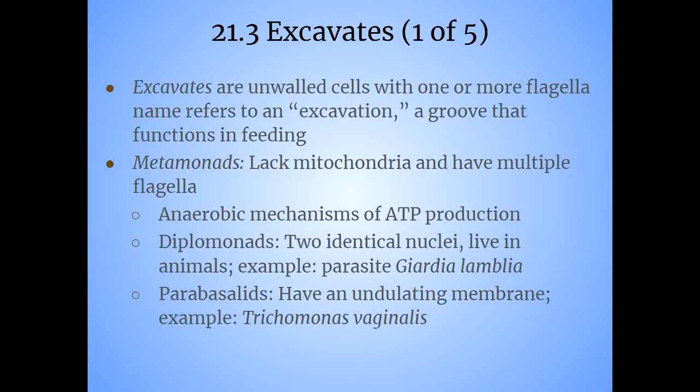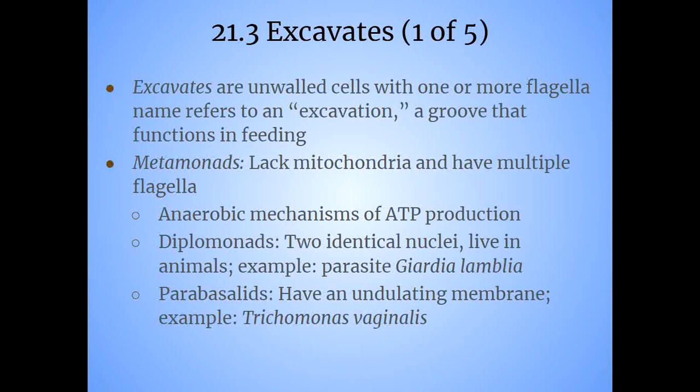Another metamonad that we find is the parabasalids. The parabasalids have an undulating membrane. It's different than your diplomonads, because it has several of these beating flagella and then this membrane on top of it. And it looks almost like a strange fish. And I'm going to show you a picture of it in just a second.